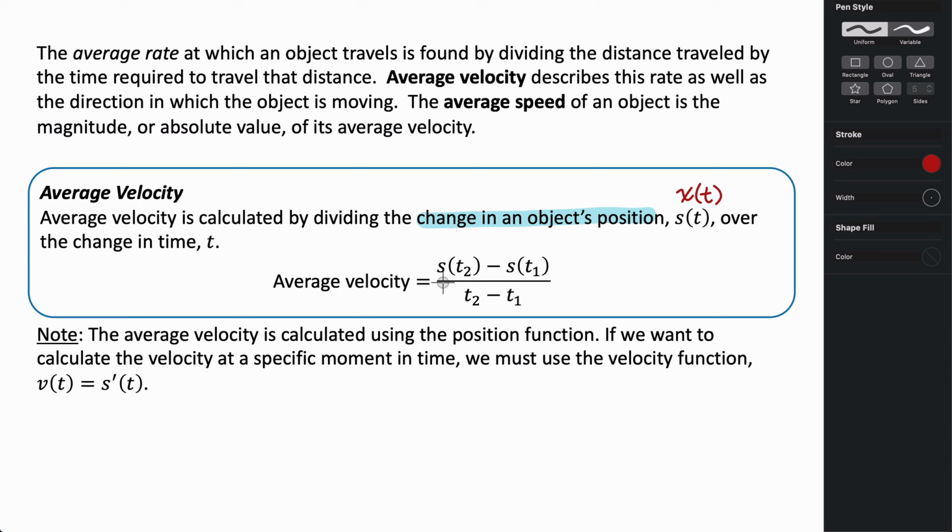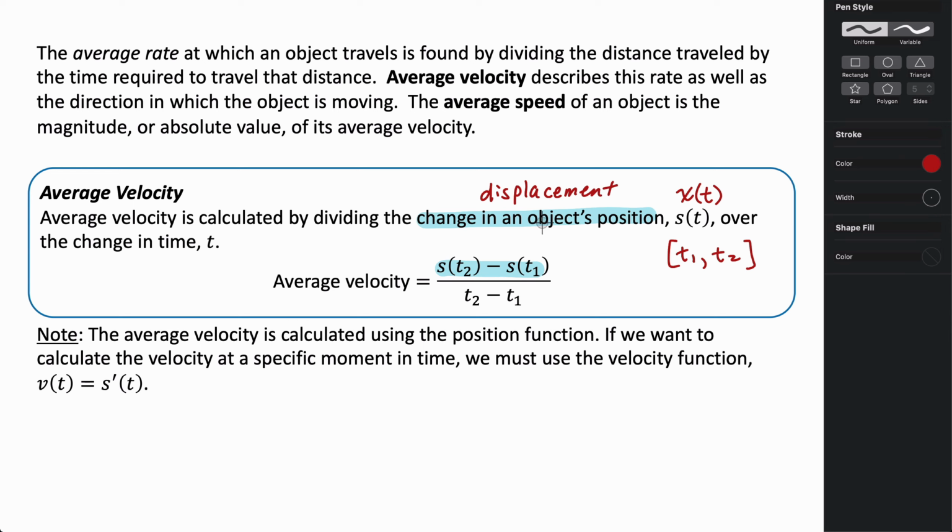So you can see that here. If it's on some interval from t sub 1 to t sub 2, from time 1 to time 2, you would take the position at time 2 minus the position at time 1, divided by the difference in time. Now this value, the change in the object's position, is also called the displacement. It shows how far away from where we originally started the object is.